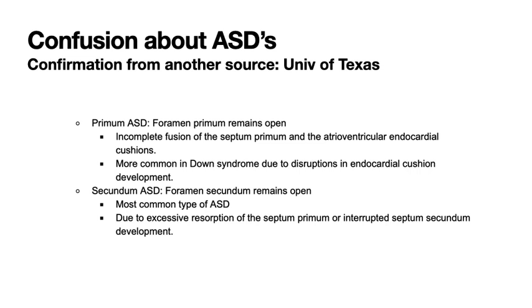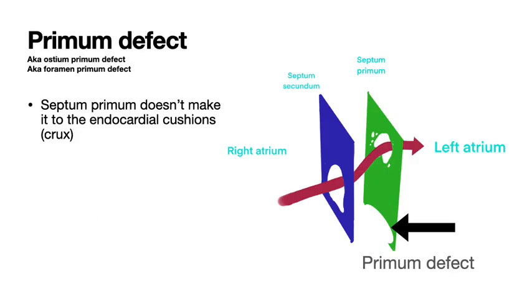But the point is, think of it as a primum defect is the foramen primum stays open, ostium primum stays open, or secundum ASD is the foramen secundum or ostium secundum stays open. All right, so with the primum defect, you can see that green septum never actually made it down to the bottom. It didn't get there to the crux and it left a gap. That is a primum defect. A primum ASD is where the ostium primum is still open.